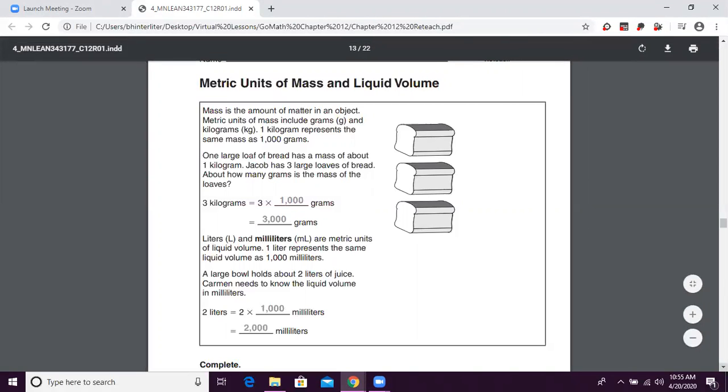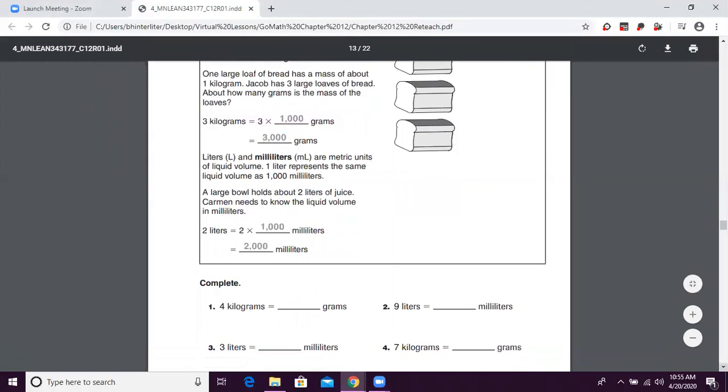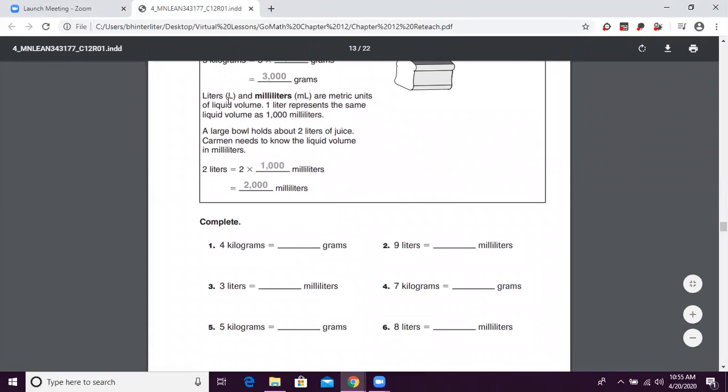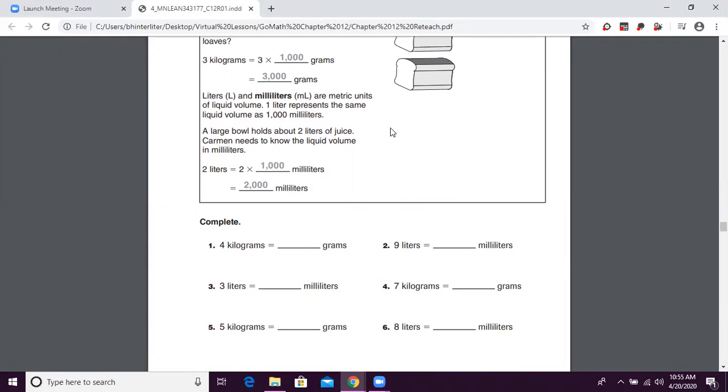Now let's take a look at liters and milliliters. Liters with a capital L and milliliters with a lowercase m and capital L are metric units of liquid volume. 1 liter represents the same liquid volume as 1,000 milliliters. So just like above, in order to balance the scale, I'd have 1 liter on the one side and 1,000 milliliters on the other. Those are equivalent.